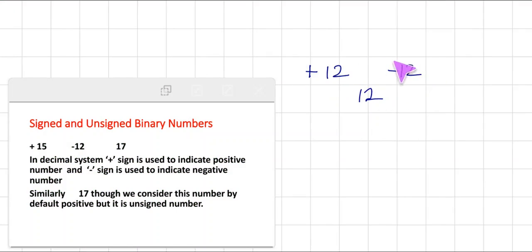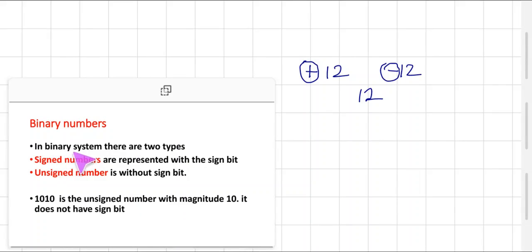So in the decimal number system, whether the number is positive or negative, it is represented by a symbol which is written to the left of the number. And remember that where the sign is absent, that number is treated as a positive number. So this is the case of the decimal number system. The positive sign is used to indicate a positive number and the negative sign is used to indicate a negative number. Similarly, a number without a sign is treated as a positive number. So now let us talk about how binary numbers can be represented in signed and unsigned form.